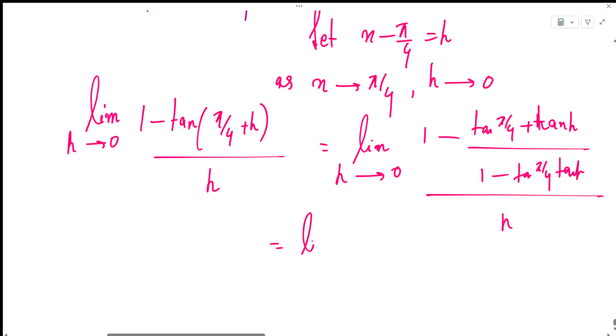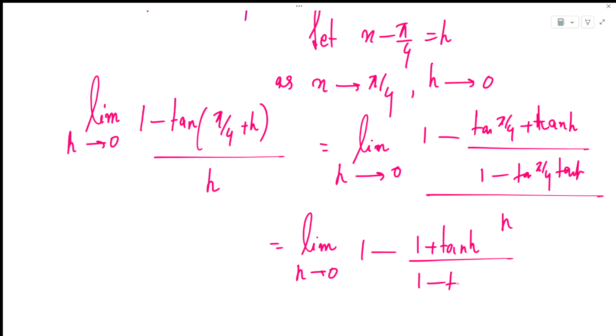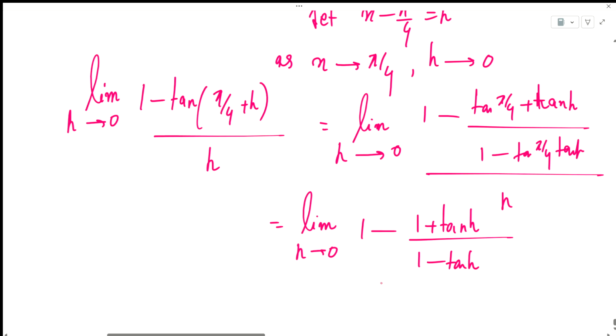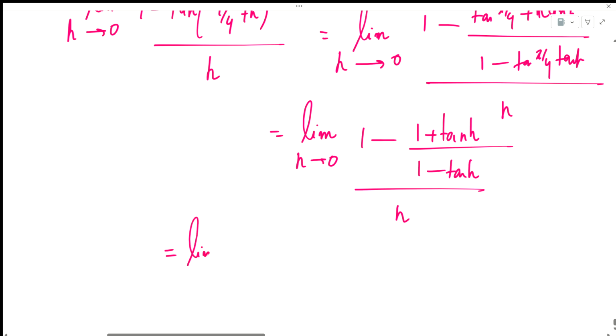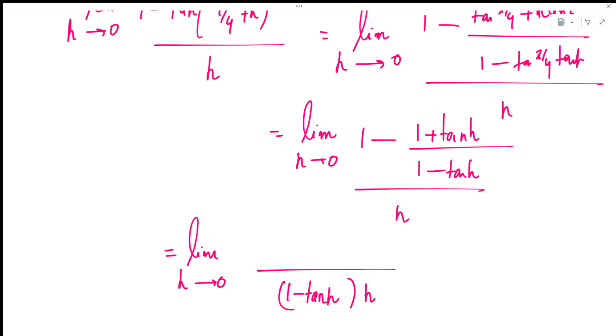Now this is limit h tends to 0, I have 1 minus 1 plus tan h divided by 1 minus tan h, and over here I simply have h. Now this is limit h tends to 0. If you take the LCM over here, we will have 1 minus tan h into h. This is 1 minus tan h minus 1 plus tan h.